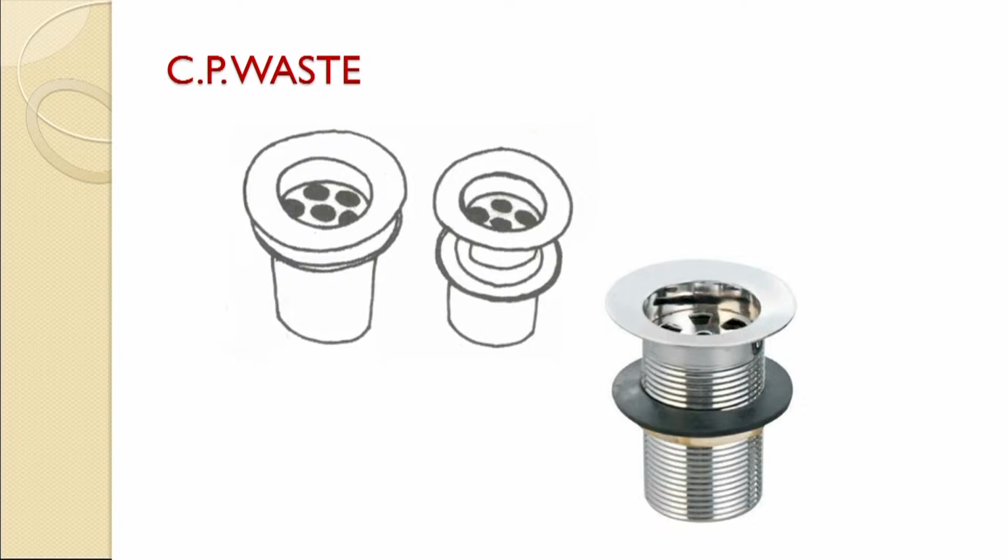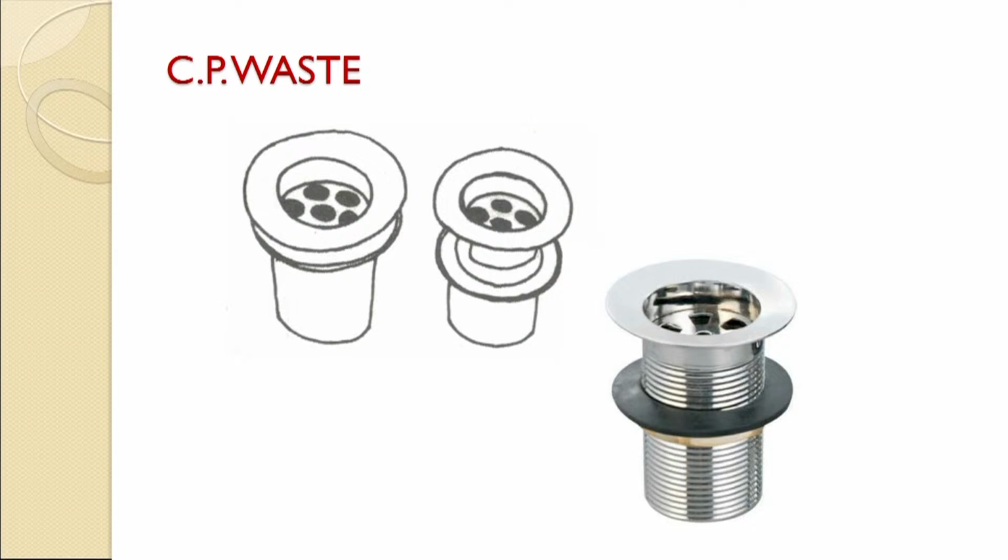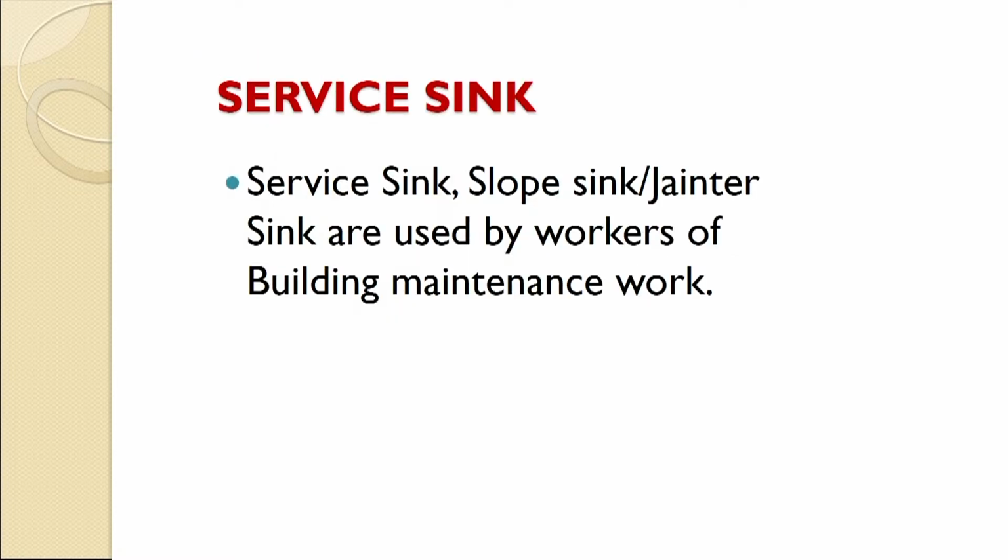This is basically an item which is used in a sink, that is called the CP waste. CP stands for chrome plated waste. Since it always remains with water, there are chances of corrosion. That is why it is chrome plated. The two figures which I have given at the top are from your NIOS textbook, while the lower one I have taken to provide you a better understanding.